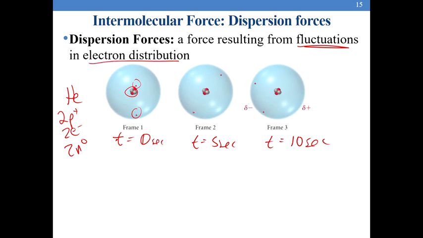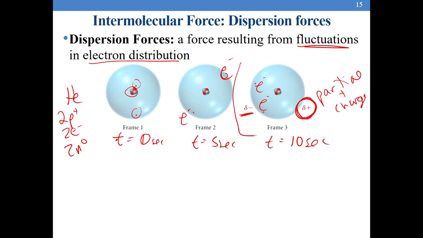So in frame 2, we have an electron way over here and an electron way over here, so it's kind of evenly separated within the helium atom. But in frame 3, both electrons are kind of on the left side, and then the right side is empty of electrons. So we generate a partial positive charge just at that second in time on the right side, and then a partial negative charge on the left side, okay?